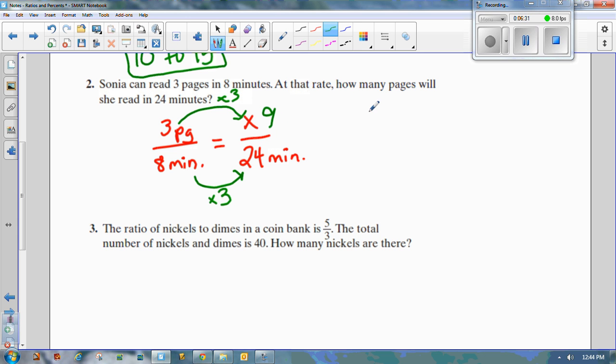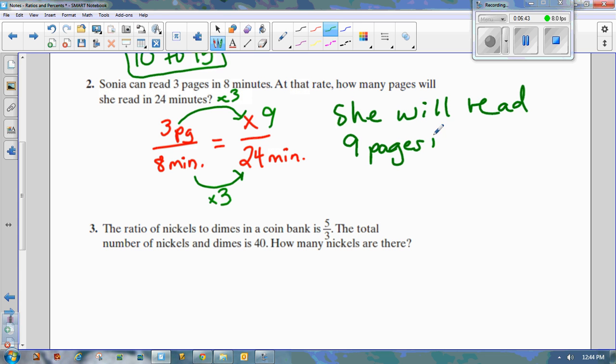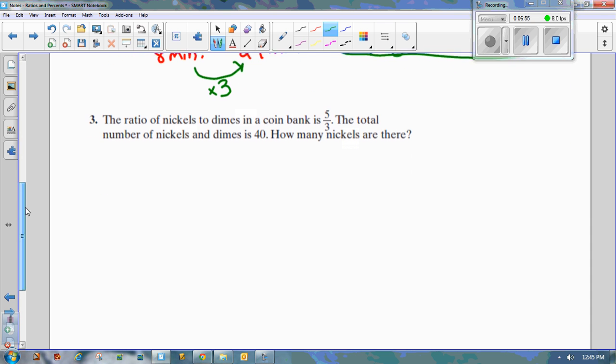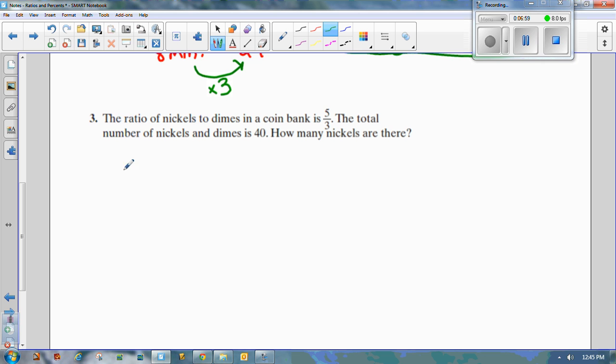So at this rate, how many pages will she read in 24 minutes? She will read 9 pages in 24 minutes. 9 was our answer here. And then this right here would be our answer, so we would box it or circle it. I would like you to take a minute, pause the video, and solve the problem on number 3.